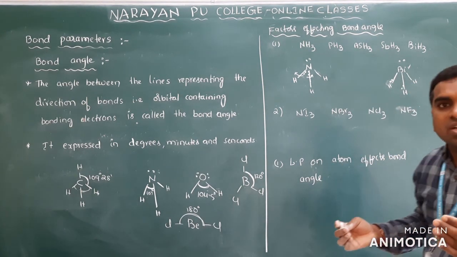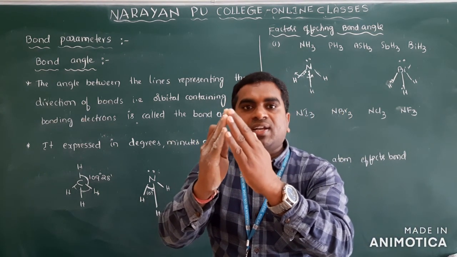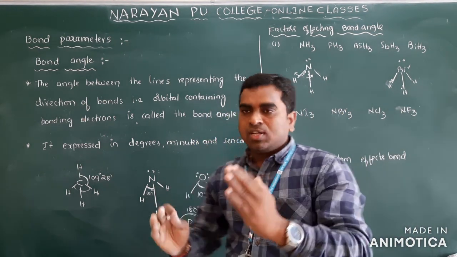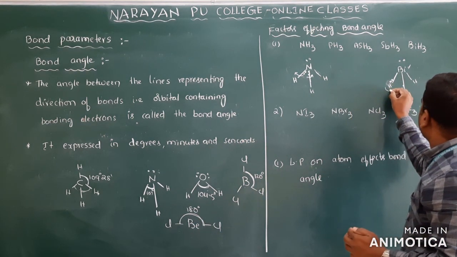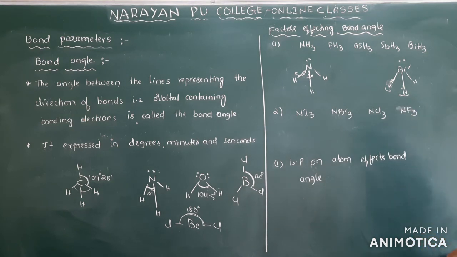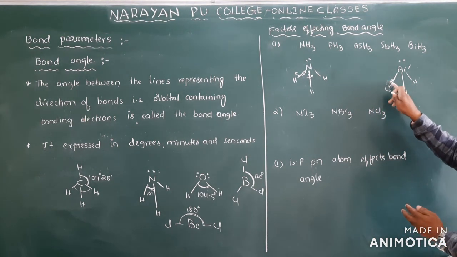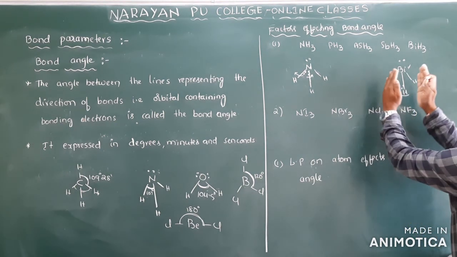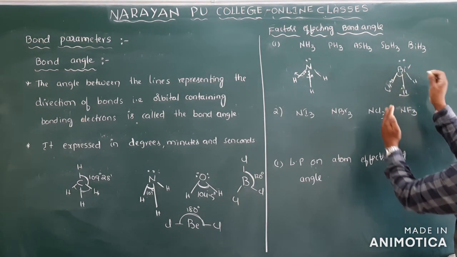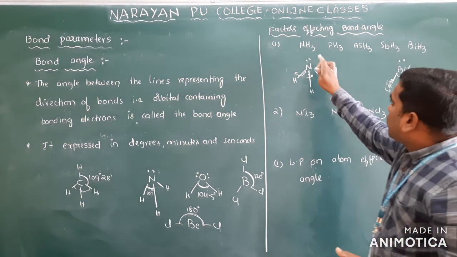There will be no repulsions. No repulsions means what will they do? They will come close to each other till they experience the repulsion. This bond will come towards this and this bond will come towards this. Both are friends here. They are coming close till they experience the repulsions. So that's why bond angle decreases here. Clear? That is the concept.